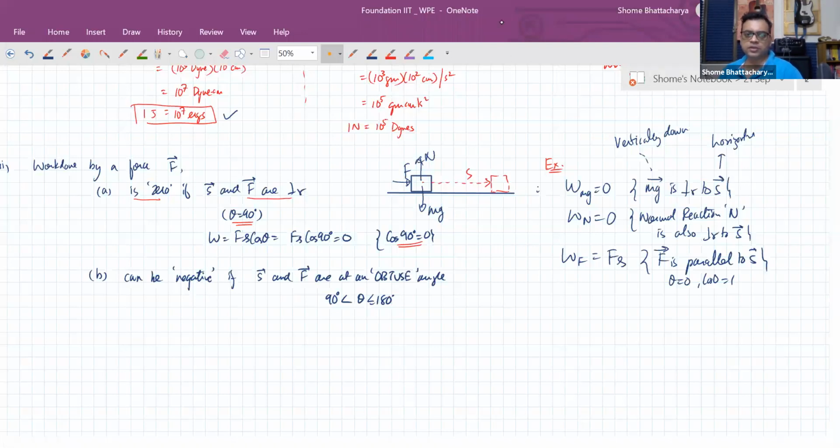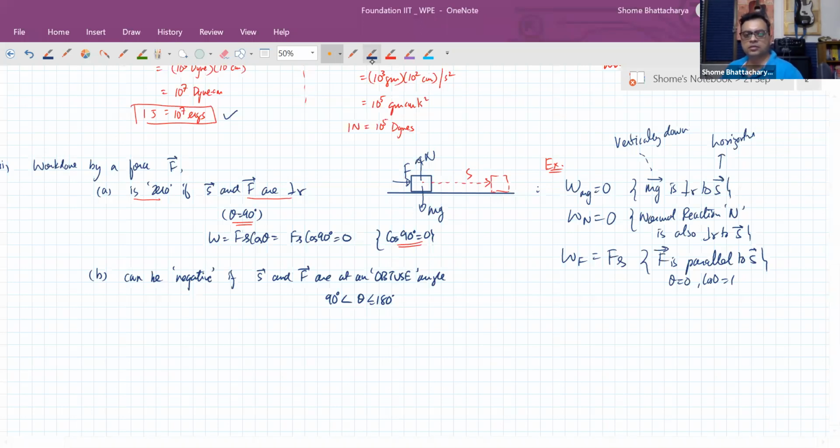Okay, so is this point clear to all of you? The first one, that when force is perpendicular to displacement, the work done by that particular force will be zero. Okay, understood. Now let's come to the second part. If force makes an obtuse angle, in that case the work done will be negative. So let's understand how that happens.